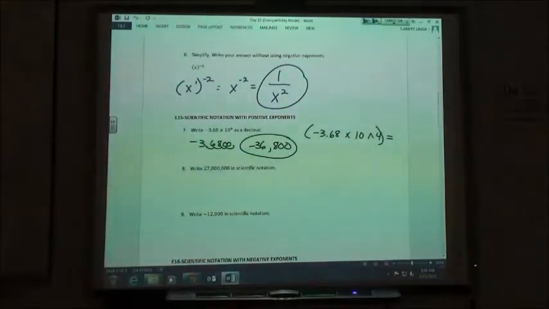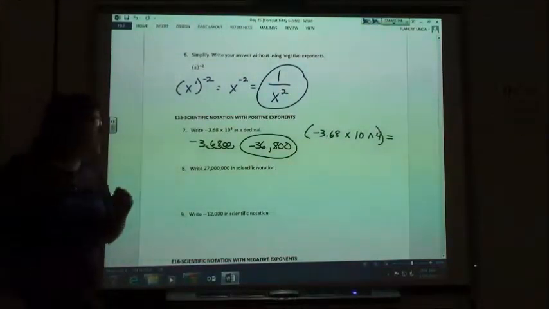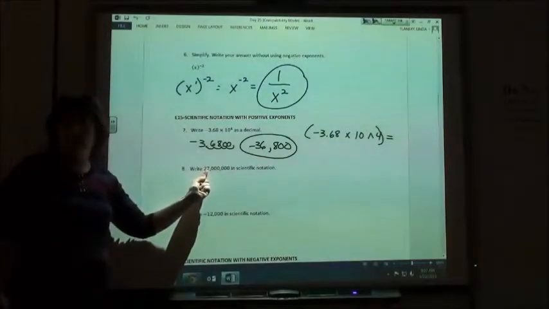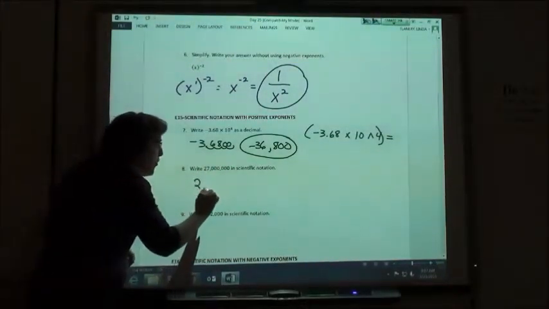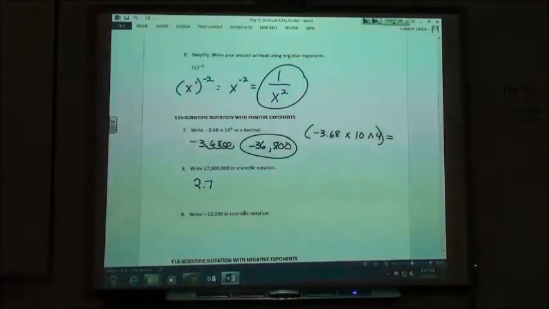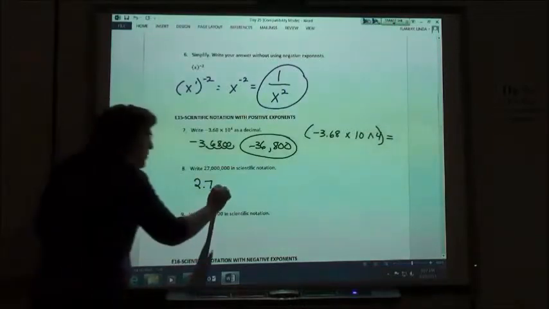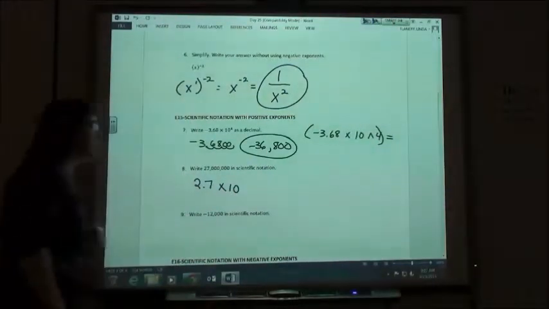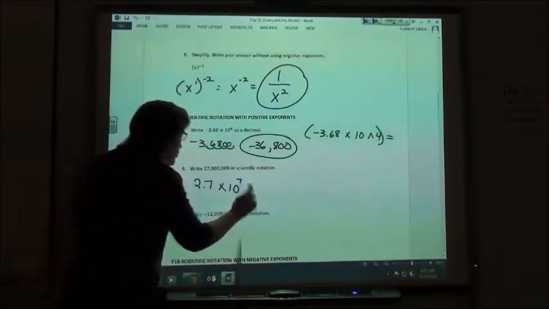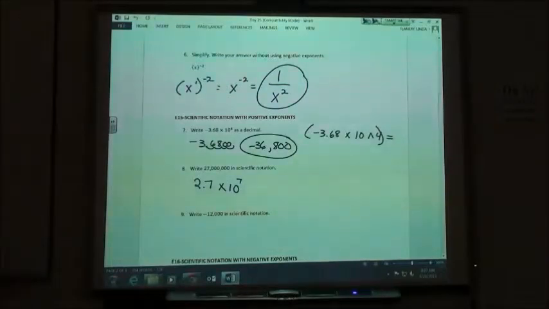Number 8 then wants you to do it backwards. You have a number in standard form, you want to put it in scientific notation. So if I'm going to put it in scientific notation, I'm always putting the decimal behind the first non-zero digit. So I'm going to say 2.7, which is a number between 1 and 10. Then I have to figure out, well, how many times do I have to move my decimal in order to get it back to where it originally was? 7 times. So I have 2.7 times 10 to the 7th power.